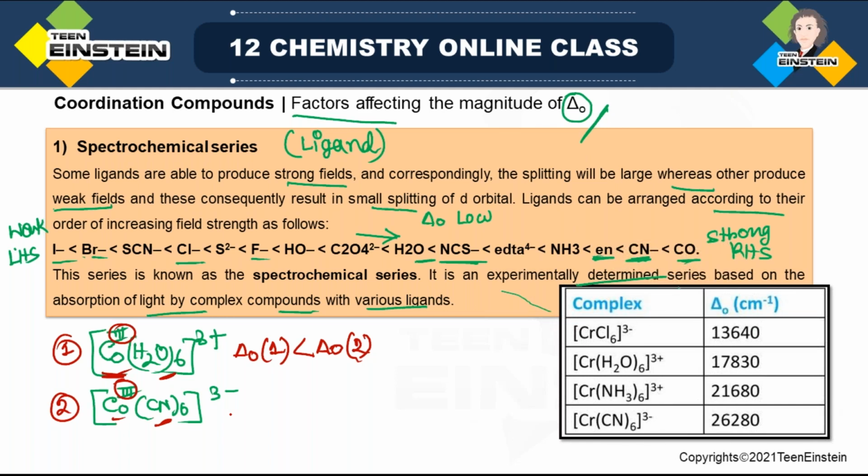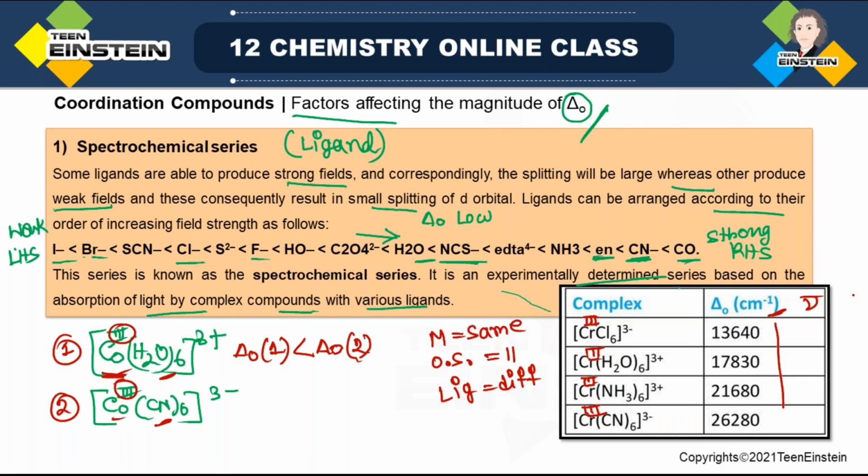Some more examples you can see here. Chromium complex we have taken. Now in all these cases, chromium is in the +3 oxidation state. Metal same, oxidation state same, only ligand different. Now look at the del O value. All these are basically experimentally determined values, and the unit is centimeter inverse. Okay, so it is nu bar basically.